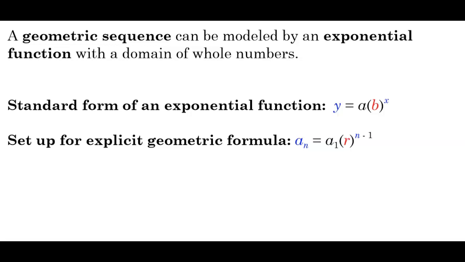Also from the last slide, the standard form of an exponential function is y equals a times b to the x. Remember, b is the base of the exponential function, a is the y-intercept, or the initial value. If we plug x equals 0 in, our y value would be a. Now if we rewrite this using sequence subscript notation, we create the explicit geometric formula. We have a sub n instead of y, equals a sub 1, the first term of the sequence, times r, the common ratio, which is now the base, to the n minus 1.